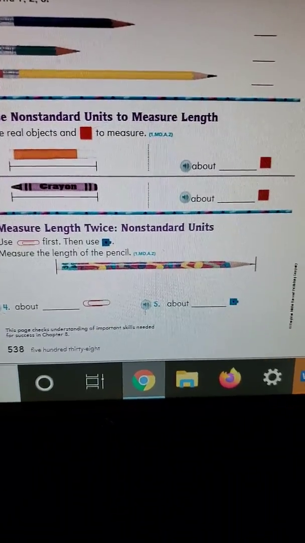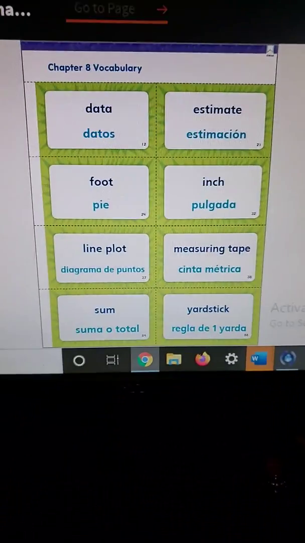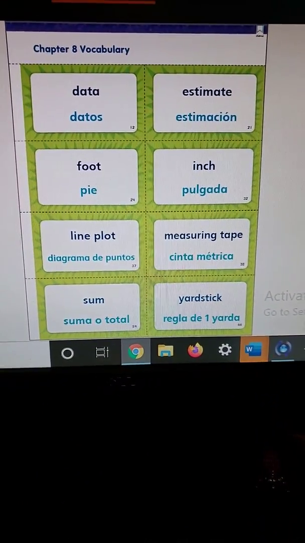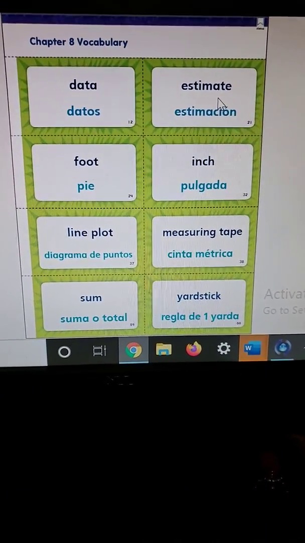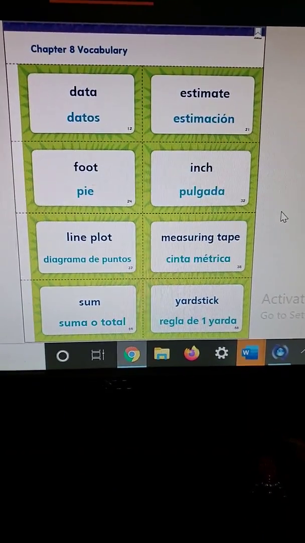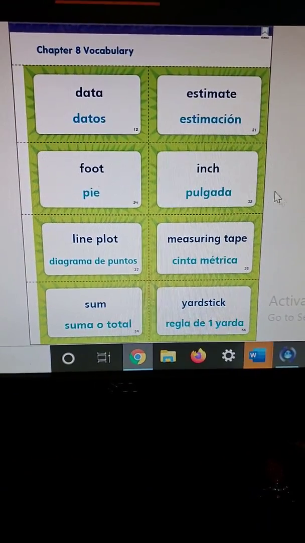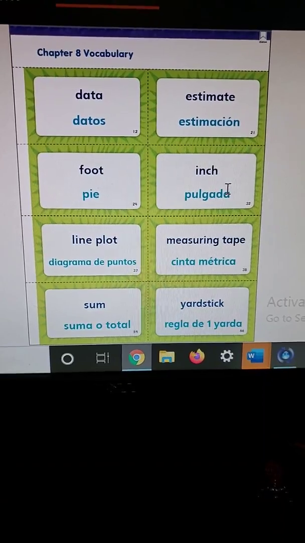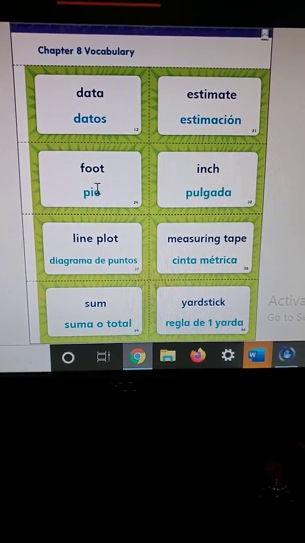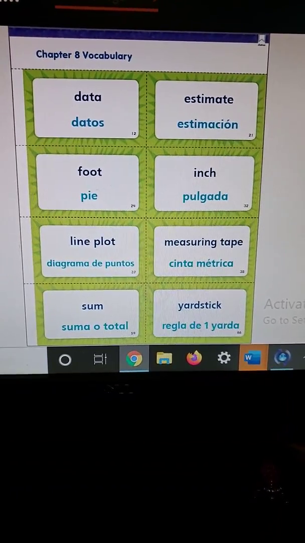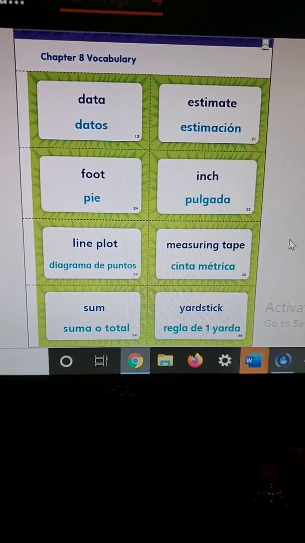So let's look at our next pages. We've got lots of new words in here. One of the words that you need to recognize is this word right here called estimate. An estimate is a guess at how long something is, okay? Inches, that is a measure that you're going to use on the ruler that I sent home with you. A foot is actually how long the ruler is altogether. A foot is 12 inches total, okay?